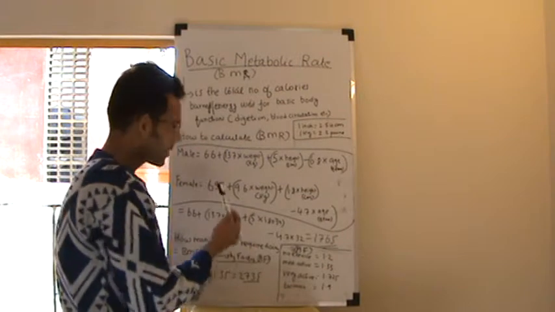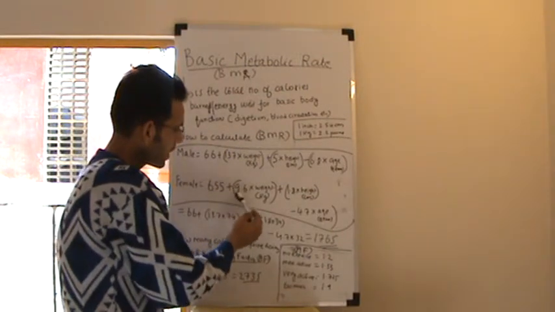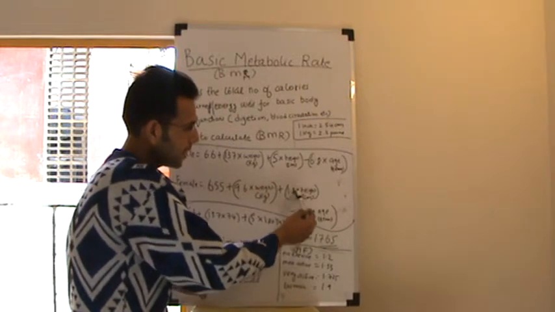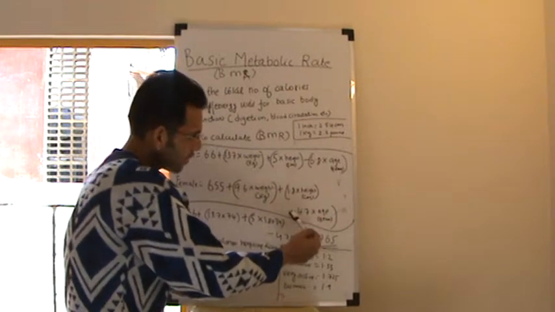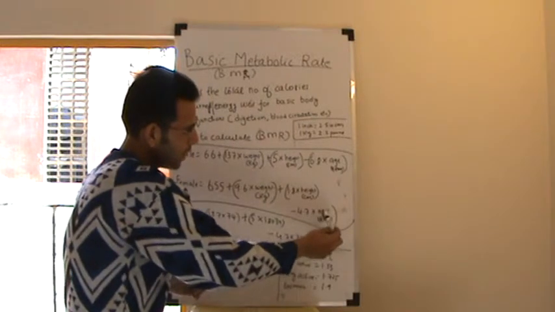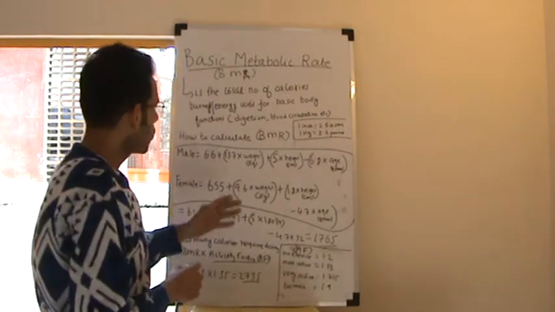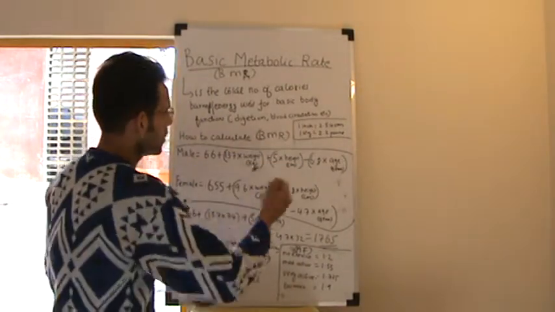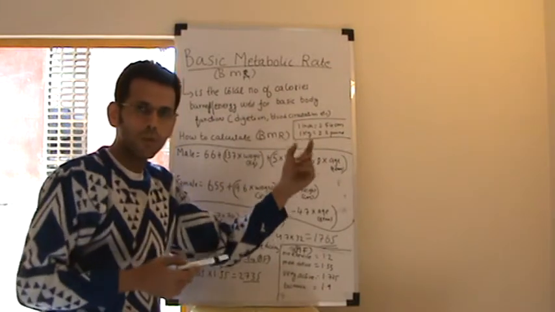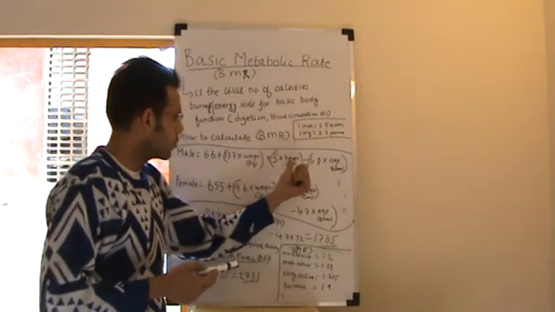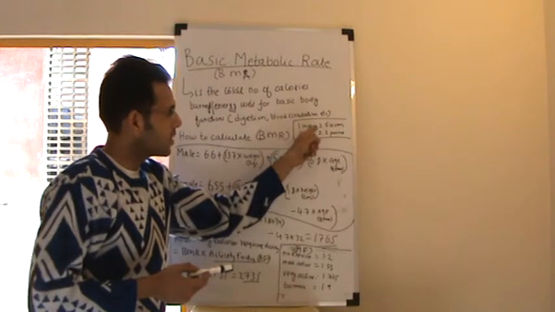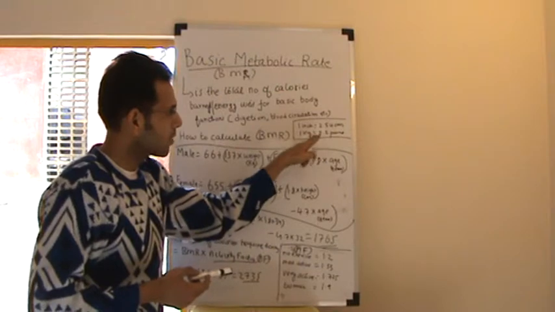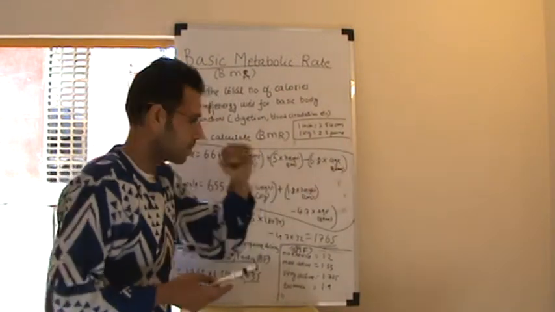For females, it's 655 plus 9.6 into weight in kilograms plus 1.8 into height in centimeters minus 4.7 into age in years. I will first define some indicators you would need to calculate. 1 inch is 2.54 centimeters and 1 kilogram is 2.2 pounds.